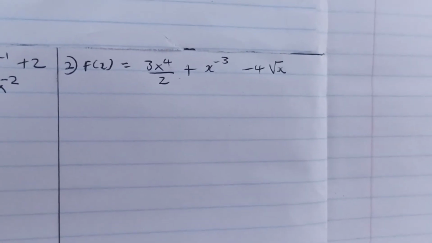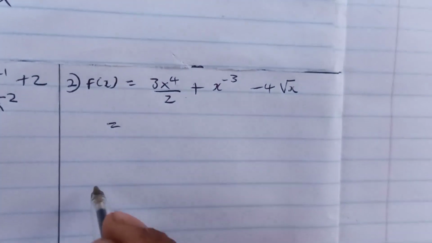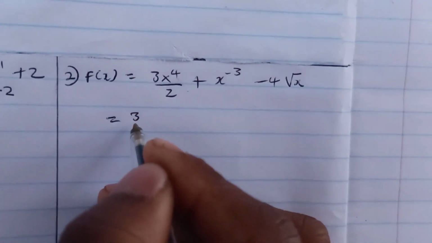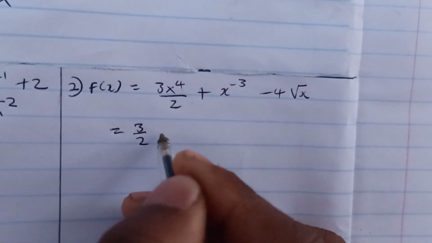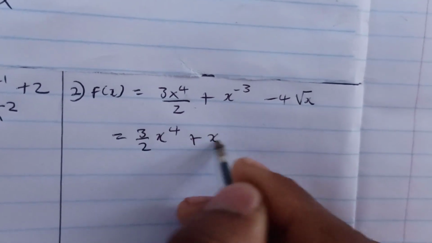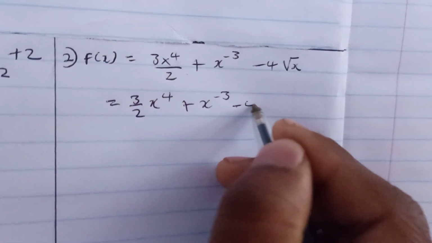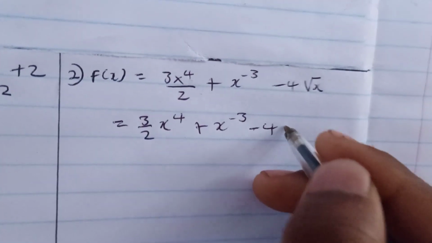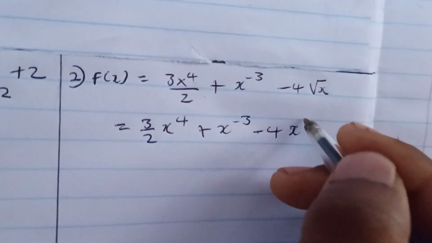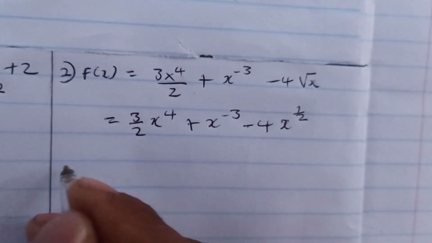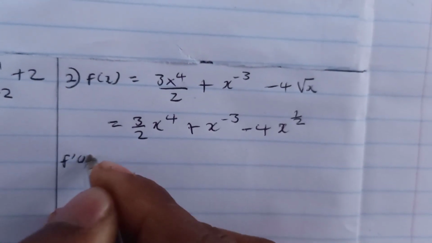You see this one, you can rearrange some terms so that you make it simple for you. This is the same as 2x to the power 4 plus 3x to the power 3 minus 4. The square root of x is the same as x to the power half. So now we can do f prime of x.